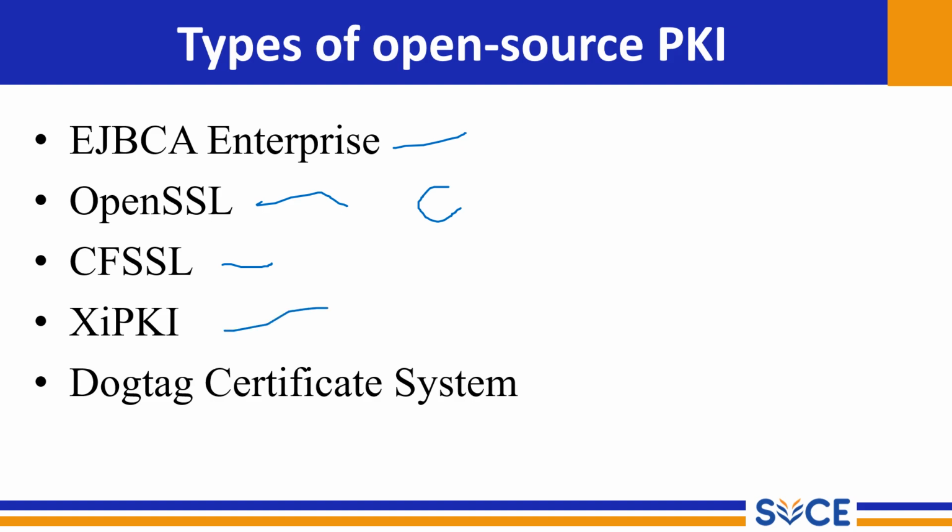And the next one is XiPKI. It's a high-performance, highly scalable certificate authority and OCSP responder, implemented in Java with SHA-3 support. SHA-3 is nothing but a hashing algorithm. The last one is the Dogtag Certificate System. This is an enterprise-class, full-featured certificate authority which supports all aspects of certificate lifecycle management. Okay, I hope these cover the types of open source PKI.